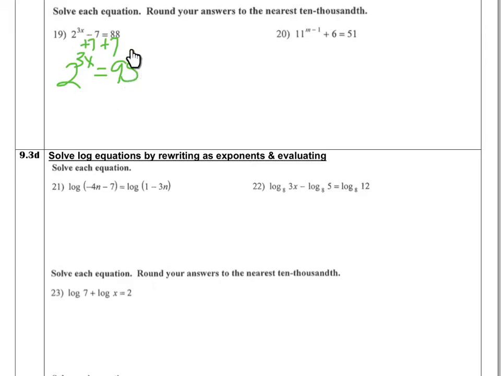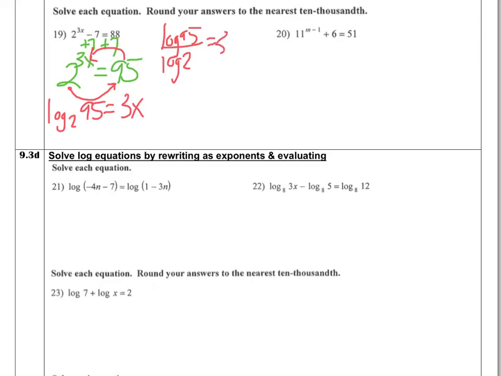Now the exponent is all isolated. Let's just rewrite it as a logarithm. It's exponent base 2, so it's log base 2 of 95 equals 3x. So just write that, log base 2 of 95 equals 3x. Now to solve this, what we want to do is put this in the calculator. Let's convert it. Let's do log of 95 over log of 2. So I'll do log of 95 divided by the log of 2, and that's equal to 3x.